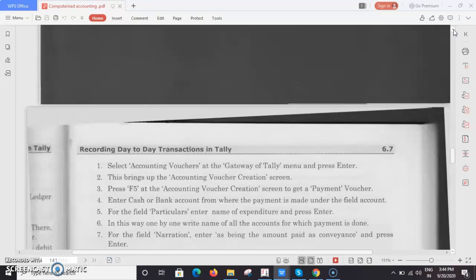For payment, we have to use the F5 function key. For receipt, we have to use the F6 function key. The problem I am going to explain in the next video.